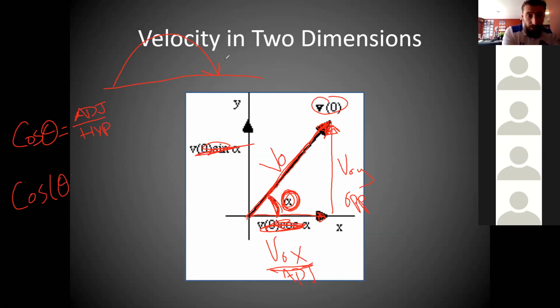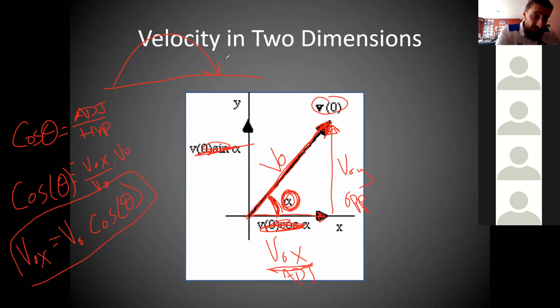So I plug in here. Cosine of the angle theta equals adjacent, which is velocity initial in the x, over hypotenuse, which is velocity initial. If I want to know what the velocity initial in the x direction is only, I multiply by V0, and I get velocity initial in the x direction is equal to velocity initial, the overall velocity, times cosine of theta. This is important. That is not on your equation sheet, but you're going to need to know that. So I'd probably jot that down. Now, you could always derive it like I just did. Just know trig, know how to do trig. But it's an easy equation to remember, okay?